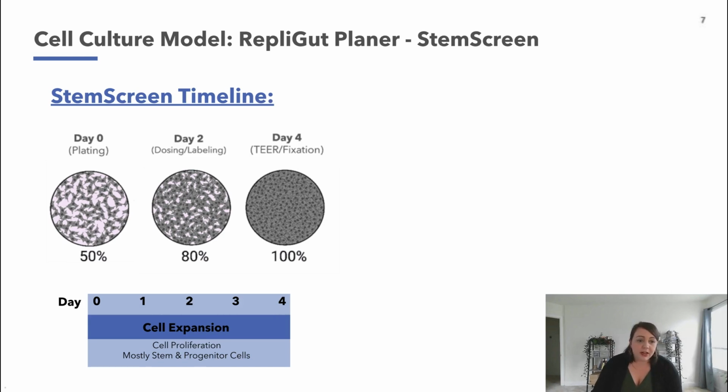Now on this timeline here on the left, we see it's just the initial blue part for that cell expansion phase. And on day 0 is when we plate the cells. And once they sit down and become happy, they're about 50% confluent. On day 2, they'll become more and more confluent. So when they're about 75 to 80% is when we're going to give them compounds. And then we're going to allow them to grow for another 2 days, and we'll be able to fix them and see if they formed a barrier.